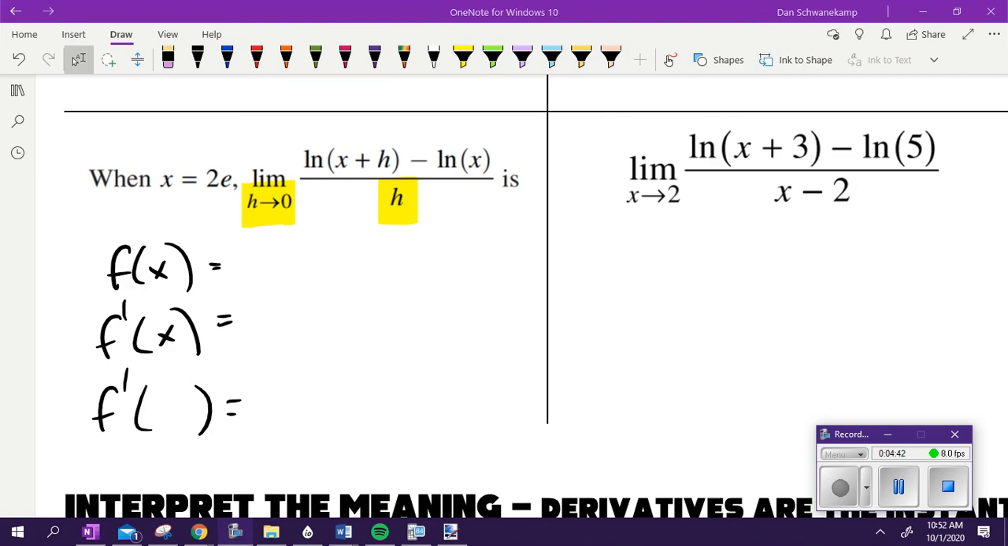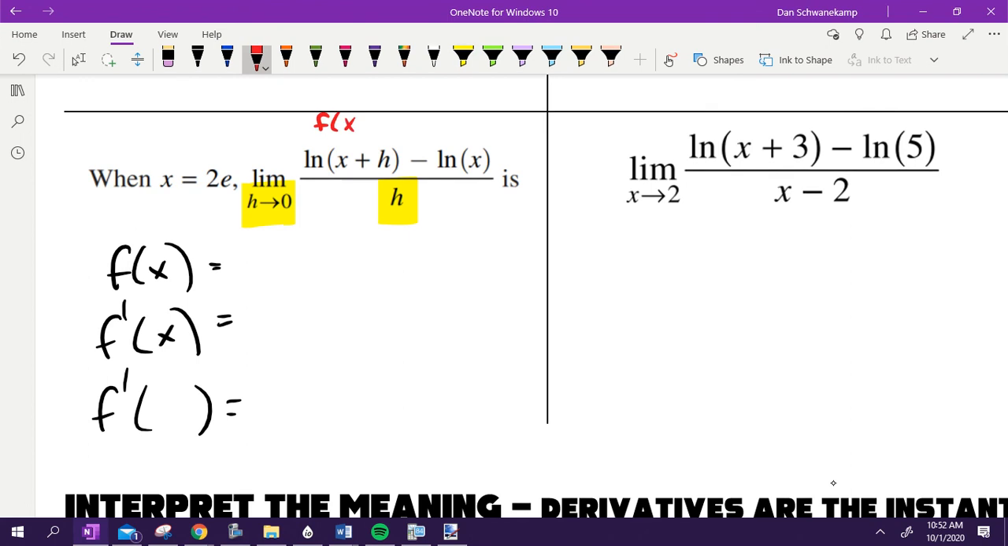All right, here we go. So again, h approaching 0. You need to memorize the formula a little bit at least. Right here, it normally says f of x plus h minus f of x. So what do we think f of x is in this case? Natural log of x. It's right there. This is natural log of x.